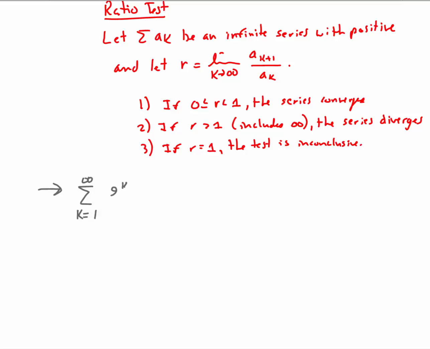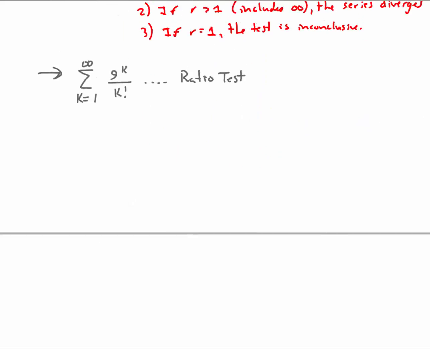But if you see a factorial, usually it's a pretty good thought that the ratio test is going to work here. So first of all, what we need to do is name our test. Second thing we do is we actually perform the test.